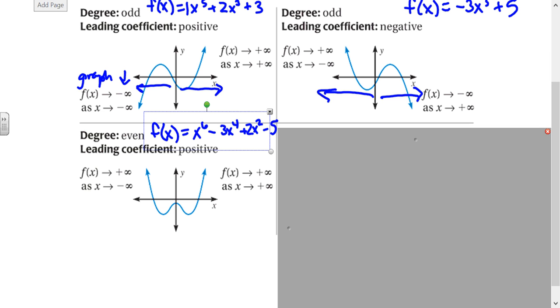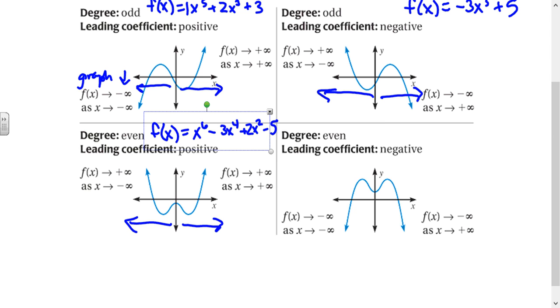And so, as x approaches negative infinity, the left side of the graph, what happens with our blue line? It goes up. So f of x approaches infinity. And as x approaches infinity, going to the right, f of x, our blue line, goes up. So both of these are going to be positive infinity.